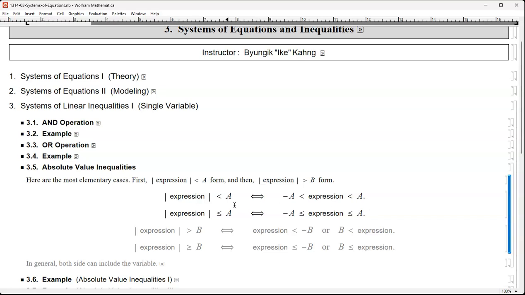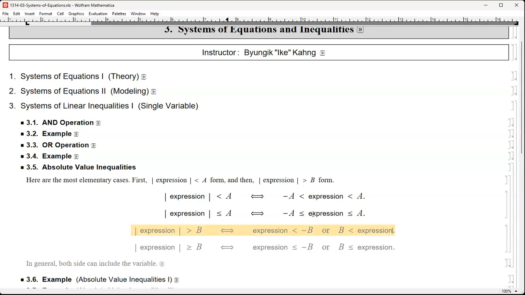We can consider this. Absolute value is less than A or less than or equal to A, in which case we end up with an AND operation, or even better, you can express it as a double inequality like this or like that, depending upon whether you have strict inequality or semi-inequality. We went through these kinds of cases already in lesson 2. Now the other case is far less important, but here they are.